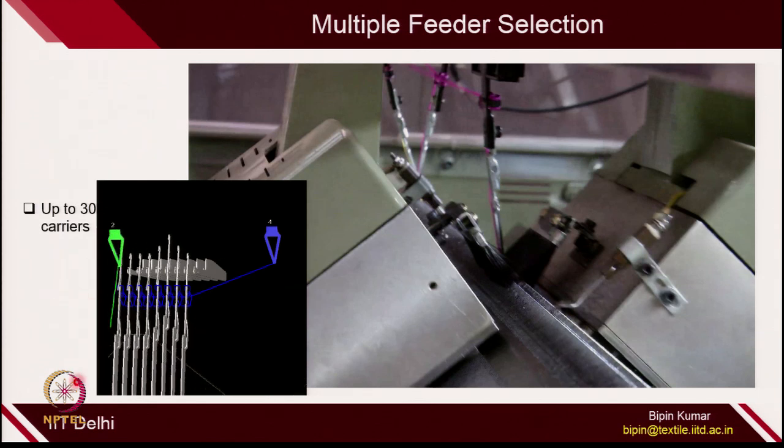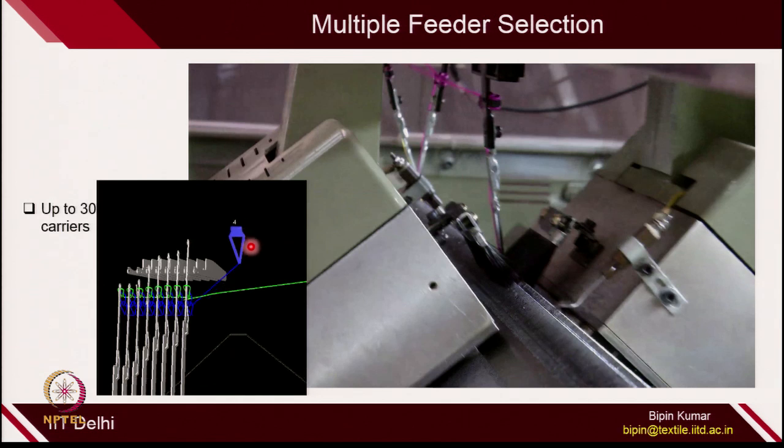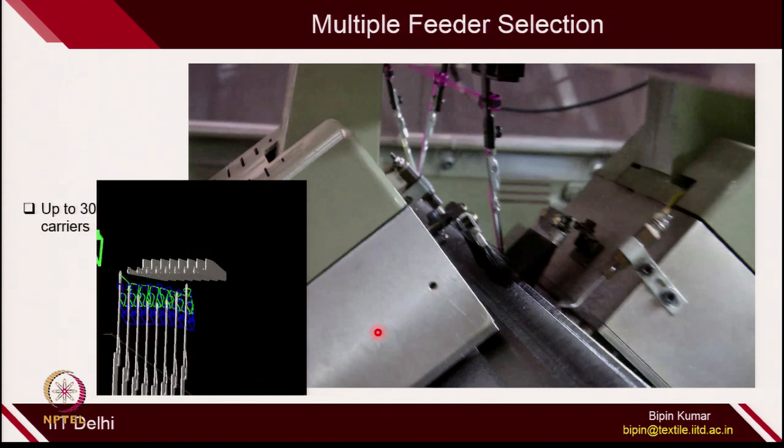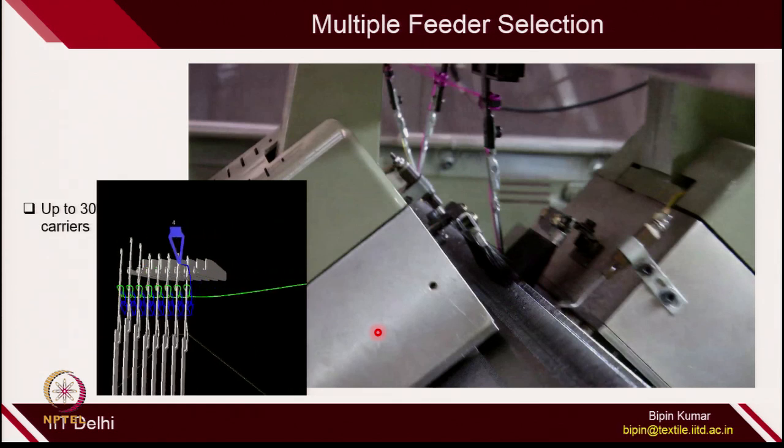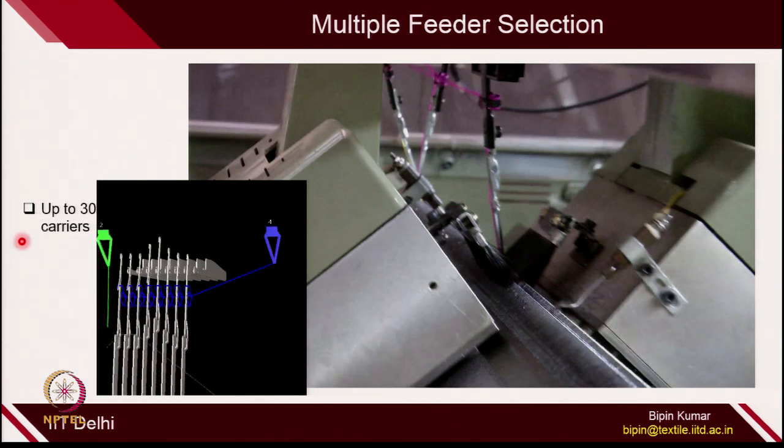So here also you can see the animations. The feeder is the green one, the next course feeder is the blue one, so blue yarn is being provided, again green yarn will be provided. So any course, any feeders can be selected from the left side or right side of the machine depending on the fabric design. So a lot of flexibility comes in the designing aspects using this type of technology, and you can have up to 30 carriers.